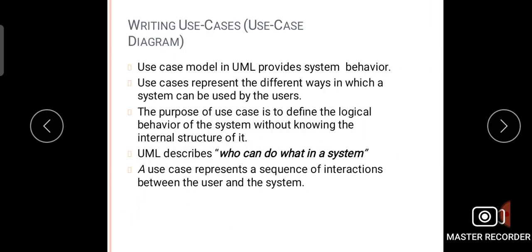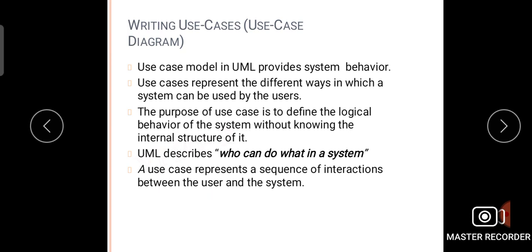Now let's start the first user view, the use case diagram. This question is asked in the GTU exam, like "explain use case diagram with example." So whenever this type of question is asked in the GTU exam, you all have to attempt the answer to this type of question. Okay. So what is a use case?